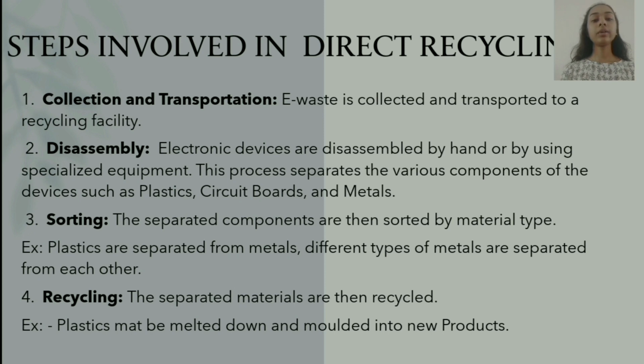And the third step is sorting. The separated components are then sorted by material type. For example, plastic is separated from metals. Different types of metals are separated from each other. And the last step is recycling. The separated materials are then recycled. For example, plastic may be melted down and molded into new products.